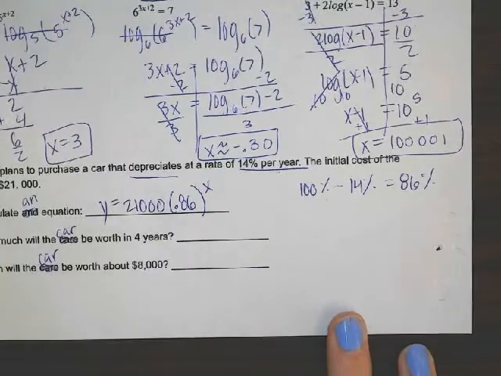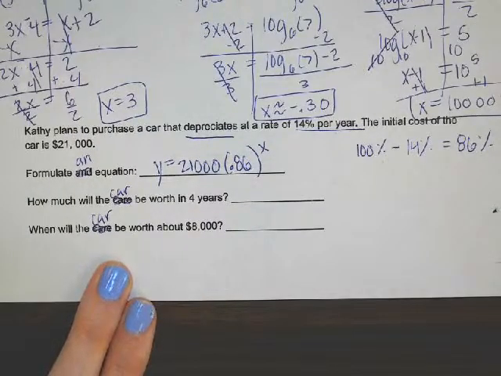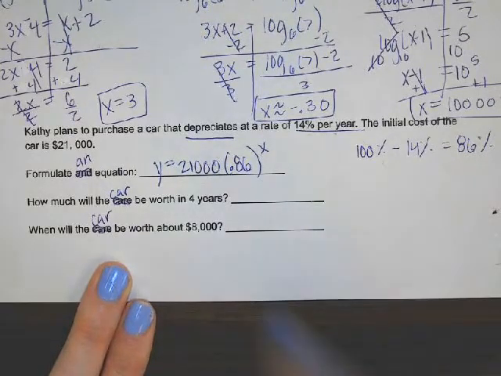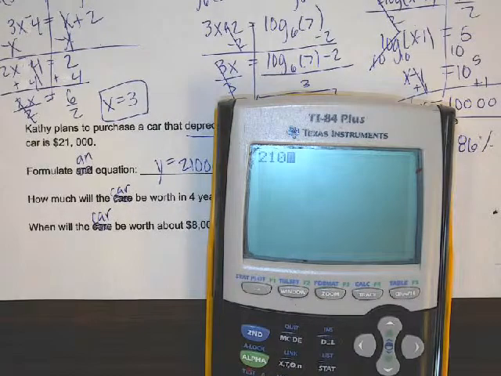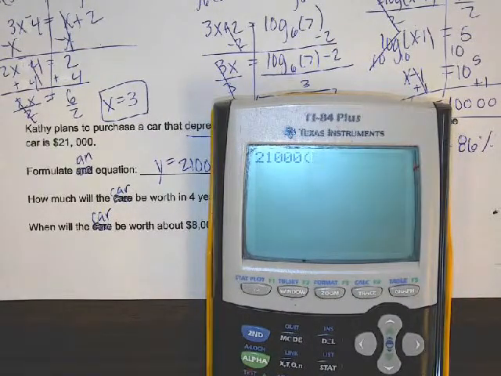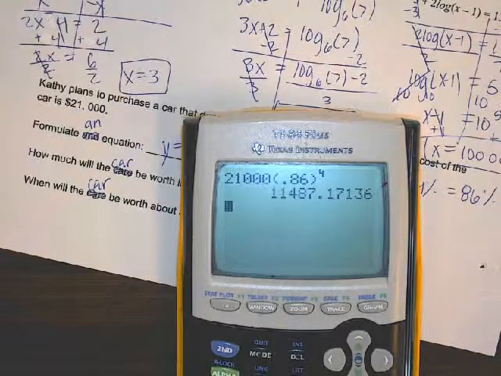Alright, next part. It says, how much will the car be worth in 4 years. What do I do with 4 then? You change it. Put it in the x. So we go 21,000 times 0.86 to the power of, here's your caret right there, caret 4, and we get about 11,047 and 17 cents.